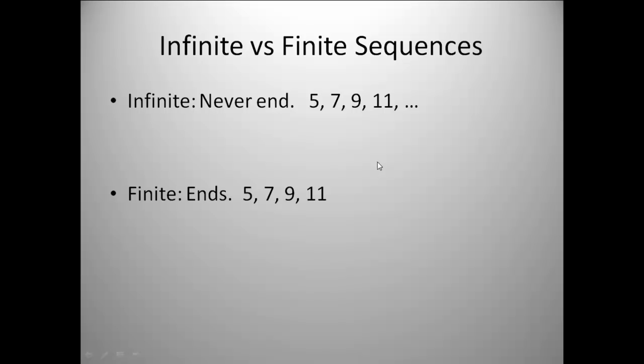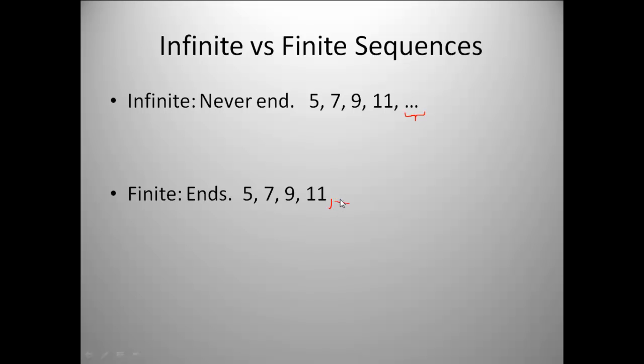Okay, we have two basic types of sequences, infinite and finite. Infinite sequences never end. So if I look at this one here, I wrote down 5, 7, 9, 11. This ellipsis right here, this dot, dot, dot, indicates that it never ends. A finite sequence ends. So because there is no dot, dot, dot here, that tells me that it ends.